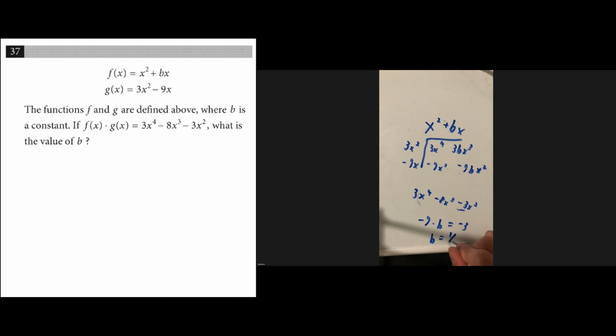So negative 9 times b equals negative 3. And so you just divide both sides by negative 9, which gets us that b is equal to 1/3. That is the correct answer. B is equal to 1/3.